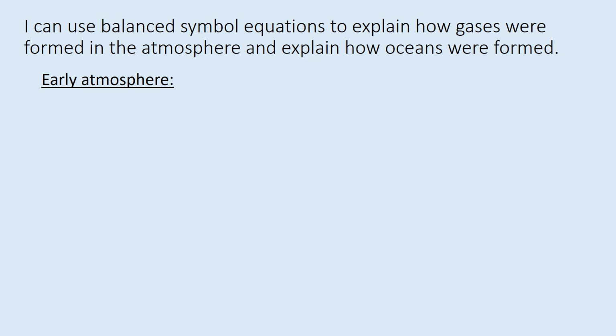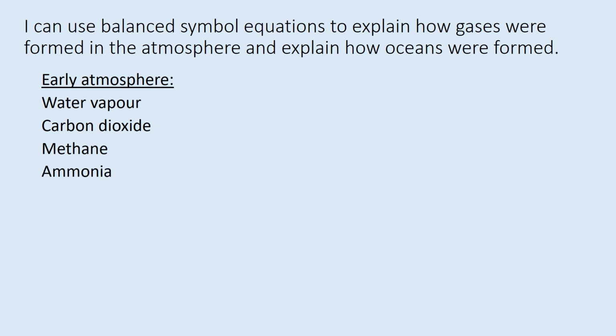Okay, so you should have got water vapor, you should have got carbon dioxide, you should have got methane, and you should have got ammonia. Right, so those are the four gases. The second thing you need to be able to do is to actually write the chemical formulae for each of those four. So again, why not pause this and see if you can actually write the chemical formula for those four.